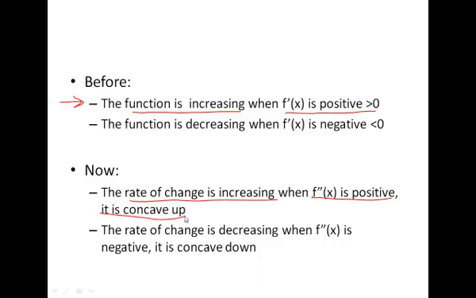All right, and then the same thing for this. The original function was decreasing when we looked at the derivative as negative. We're not going to be looking at the function itself. We're going to be looking at the rate of change, whether that's decreasing or increasing. And so we have to look at the second derivative, and that's going to tell us when it's concave down.